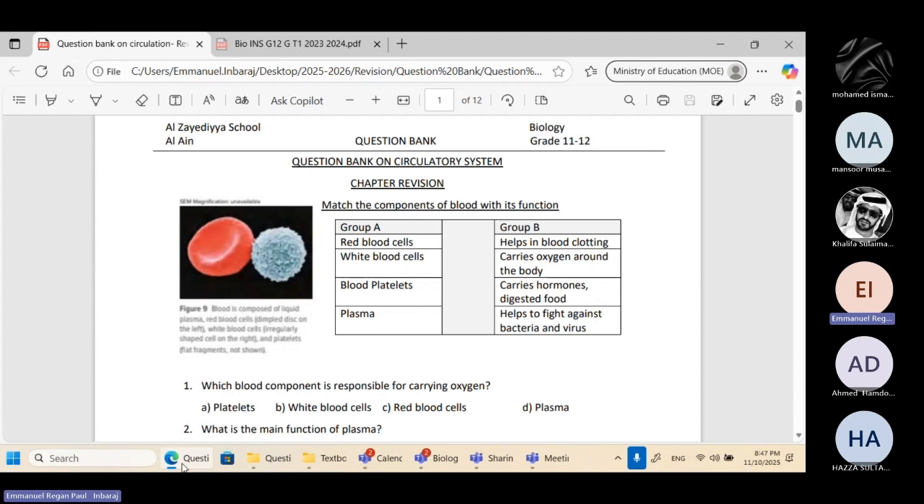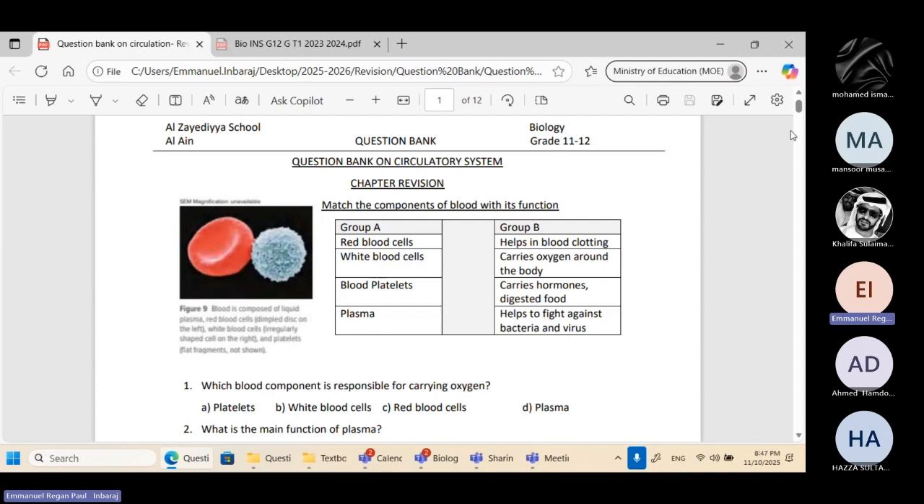Okay, good evening, students. Today we are going to start our revision on the circulatory system. This is the first chapter in your textbook, and this is a revision for the first term biology, Inspire Biology lessons. Okay, so let's start.